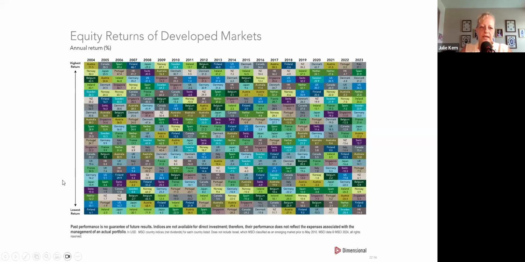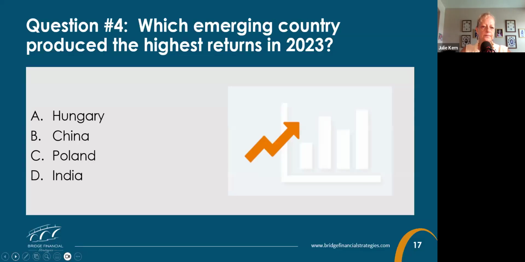So again, the takeaway is that you can't predict which country is going to come out on top. You can see how varied these have been going back to 2004, and same at the bottom. There's just no pattern that you can really pick out. So there's no way, therefore, to predict the future.